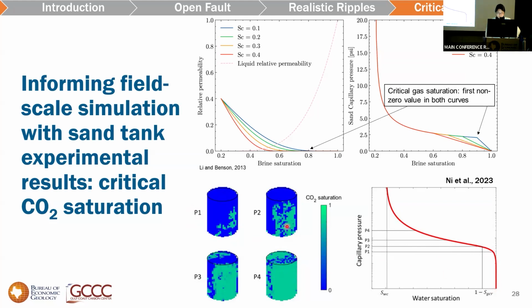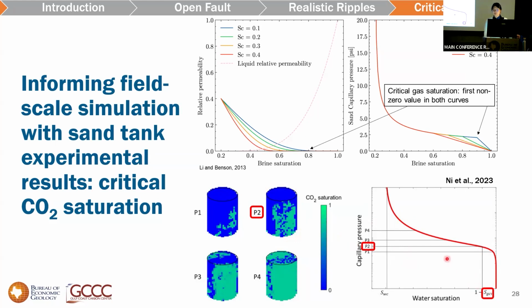But then at pressure P2, here we see that CO2 has overcome more of the capillary pressure required to invade the pore space. So now it's invaded more of the pore space and it successfully breaks through the top of the core. So this breakthrough pressure, we call it either the threshold capillary pressure or the capillary entry pressure of this entire core. And the corresponding saturation is what we call the critical gas saturation.